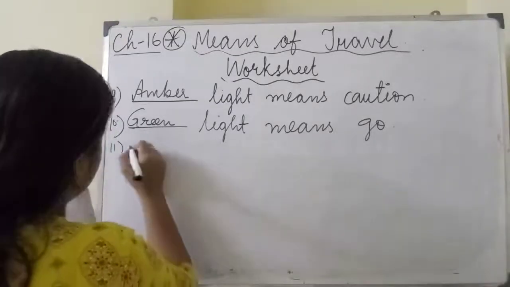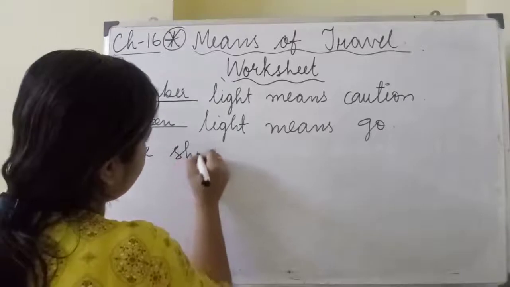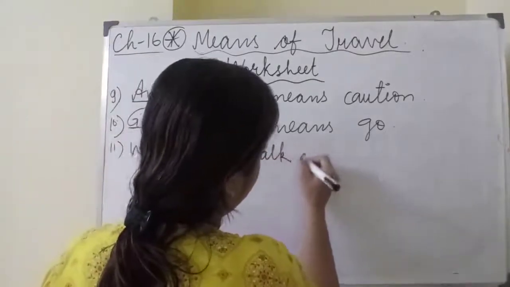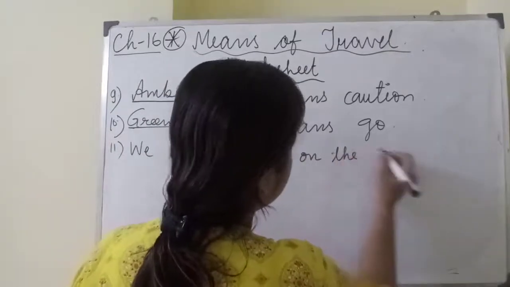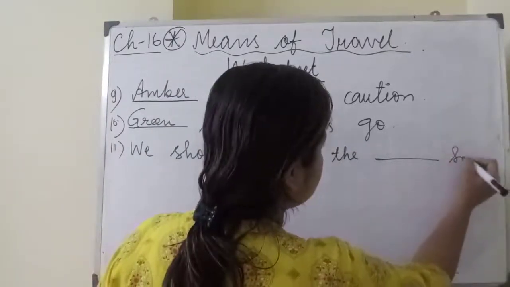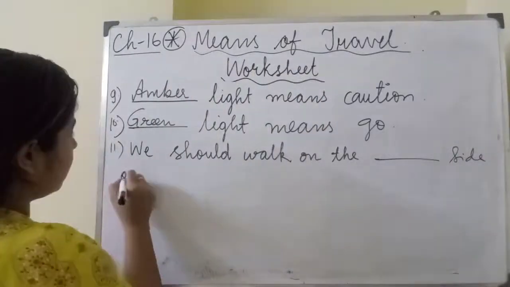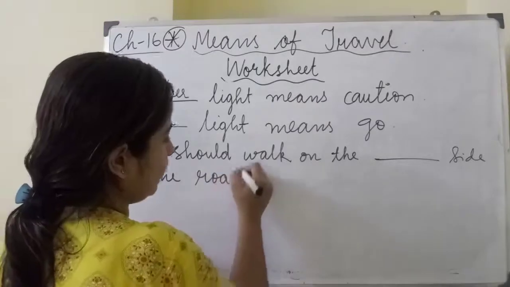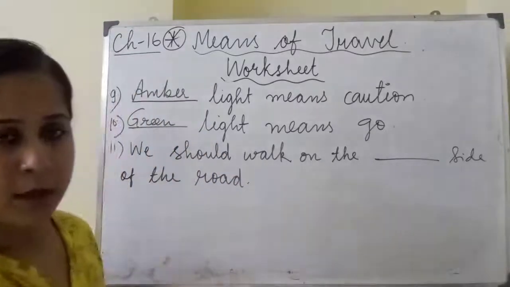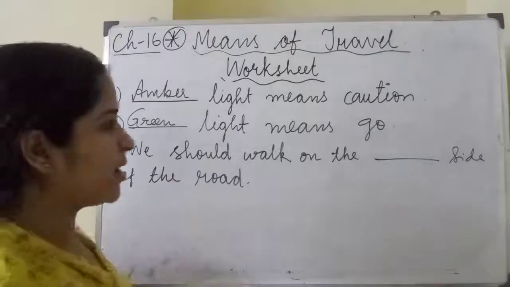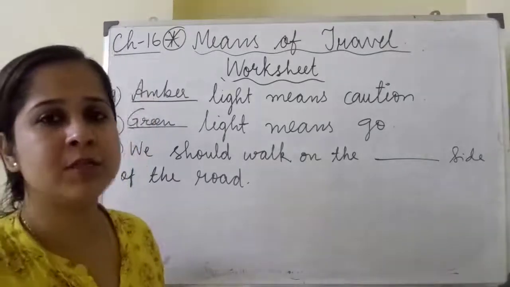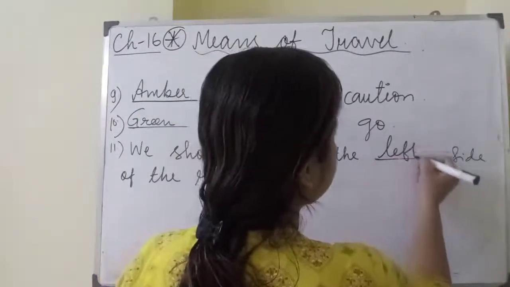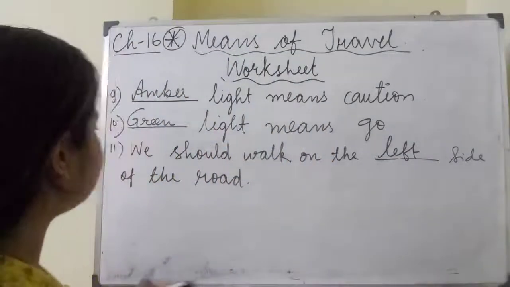We should walk on the dash side of the road. Yes, actually it is for our safety purpose that we should know on which side of the road we should walk. We should walk on the left side of the road. Okay, this is for our safety purpose.